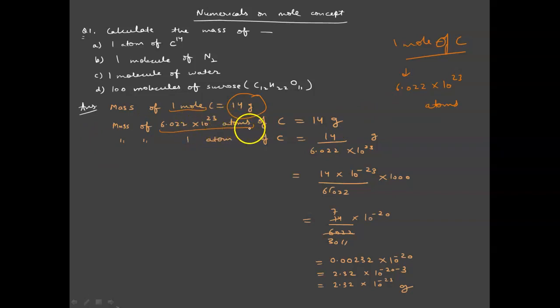Now using the unitary method, for the mass of 1 atom, 6.022 into 10 to the power 23 comes in the denominator. So 14 upon 6.022 into 10 to the power 23. That comes out to be 0.00232 into 10 to the power minus 20.